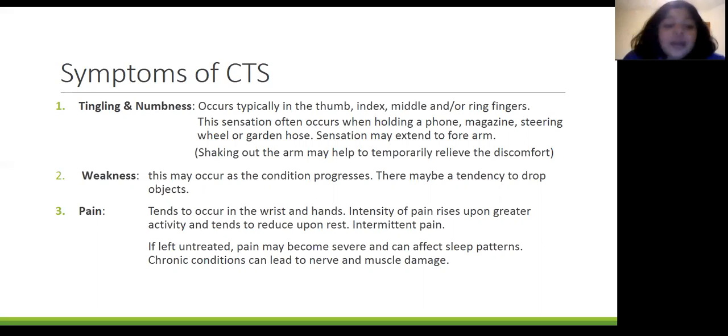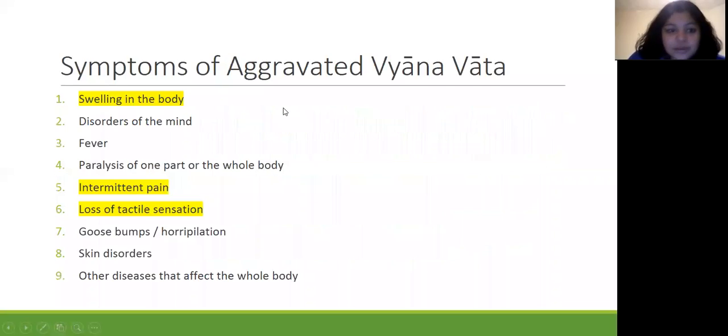Okay, so those are the symptoms for carpal tunnel syndrome. Again, if you look here at the symptoms that have been described for aggravated Vyana Vayu, if Vyana Vayu is getting blocked, or if it is aggravated, or if it is moving in an abnormal way in the body, these are the symptoms that we can observe.